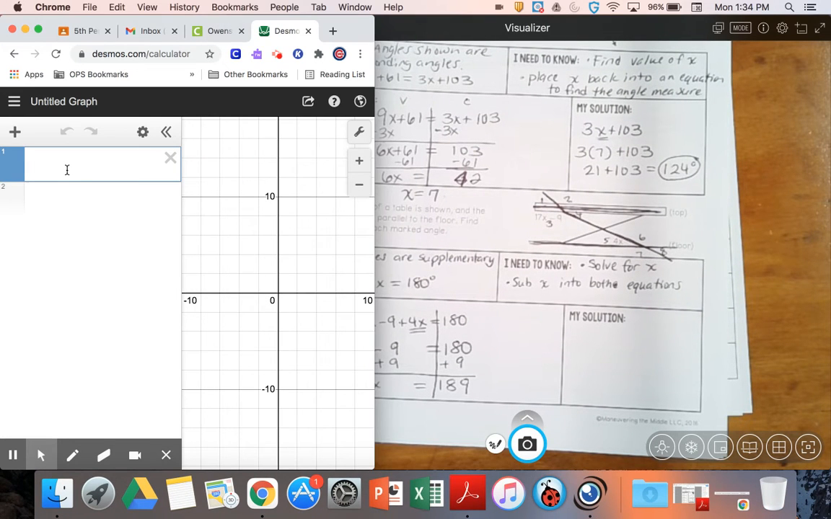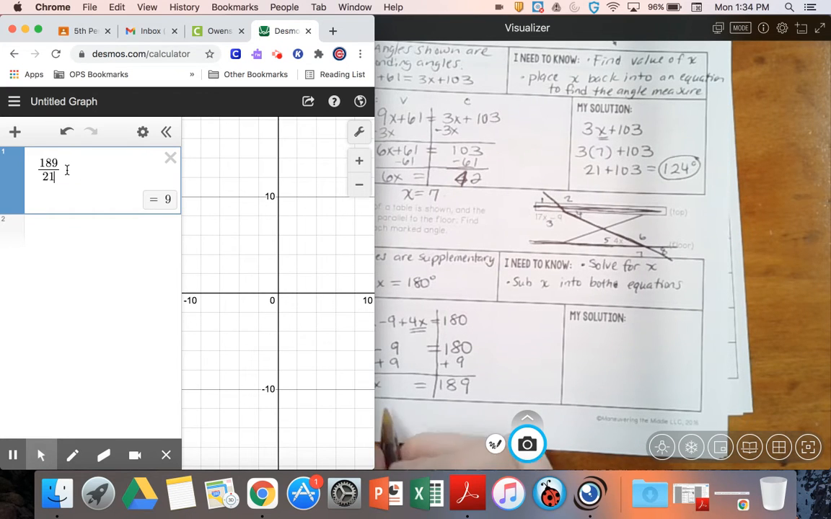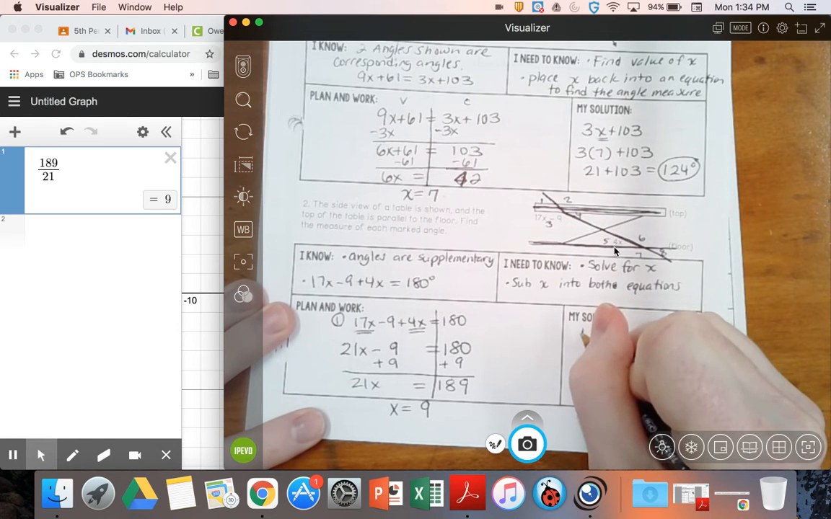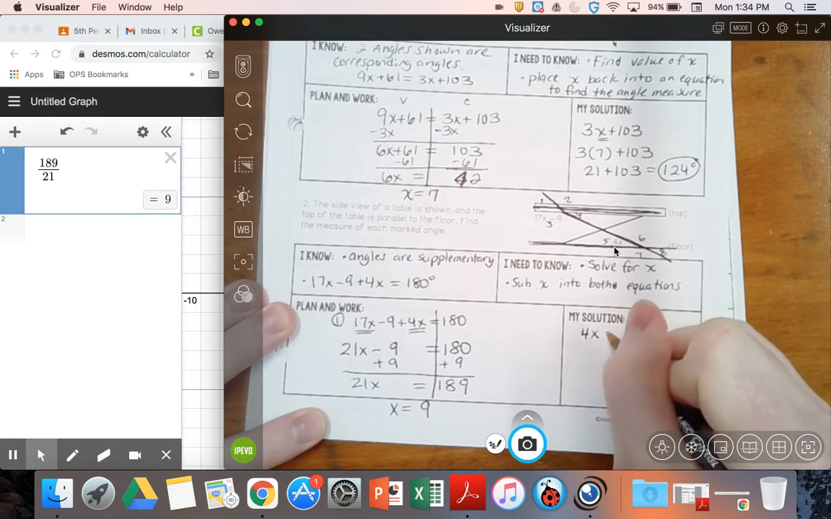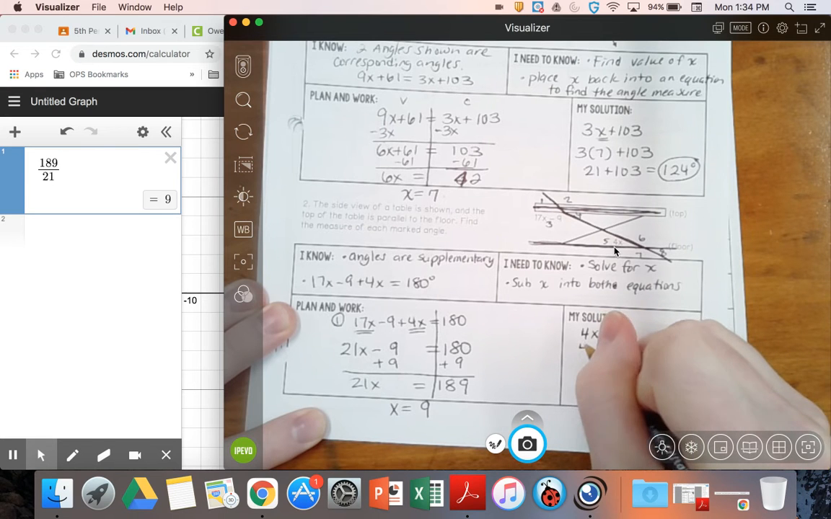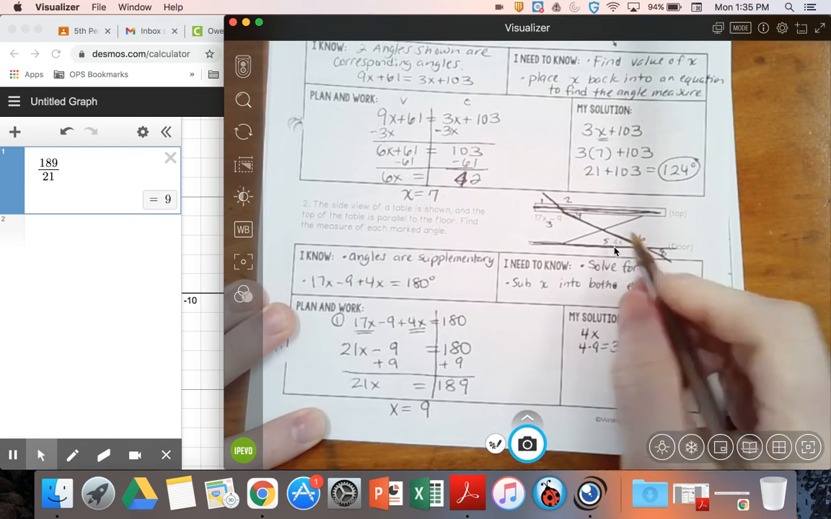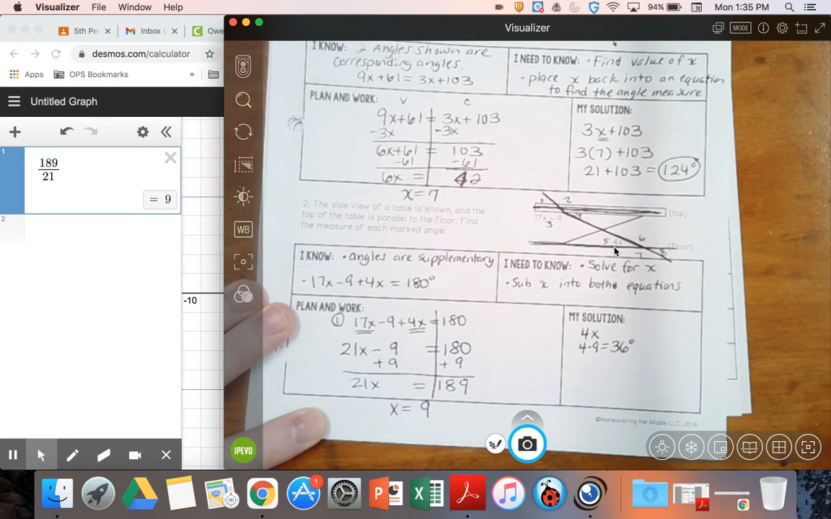Then I need to pull this up, because I don't know exactly what that is. 189 divided by 21, and I get 9. But 9 is not my solution. Remember, I need to solve for x, and now I'm going to sub it into both equations. If I take the first one, 4x, and put in the 9, that becomes 4 times 9, which gives me 36. So I know that this angle here is 36.